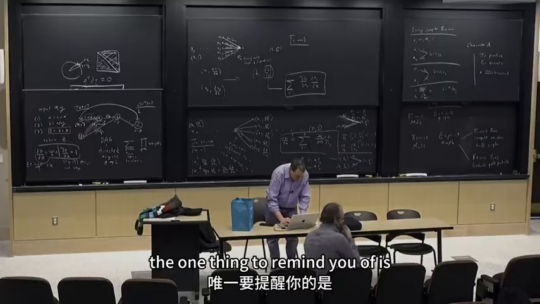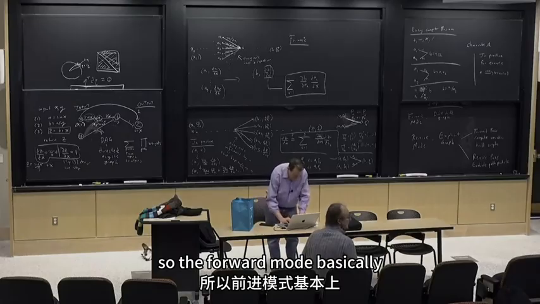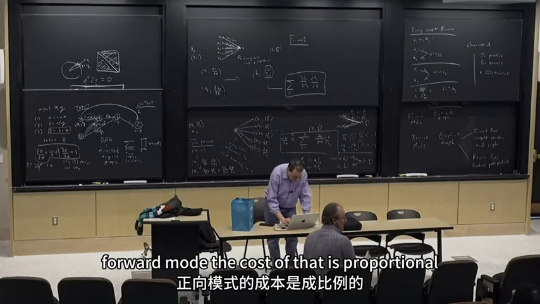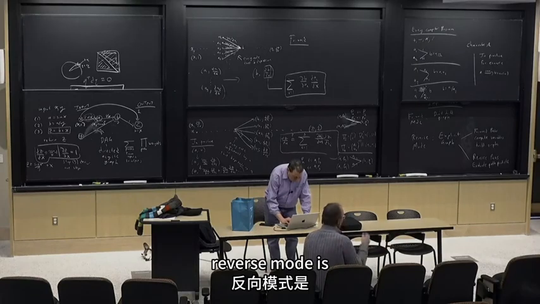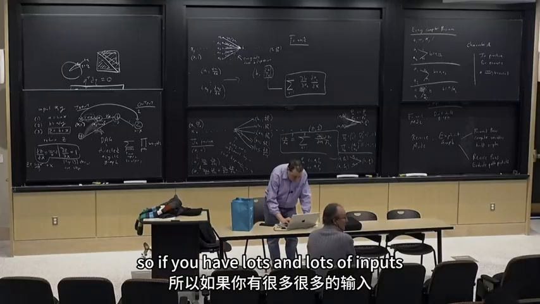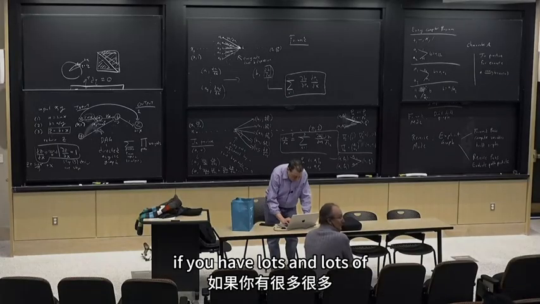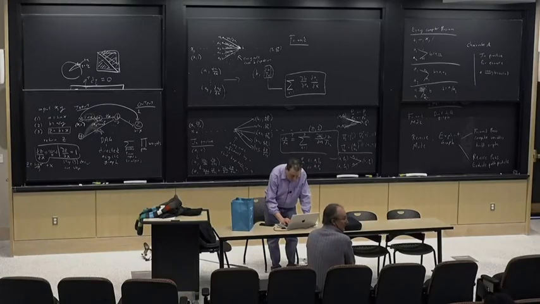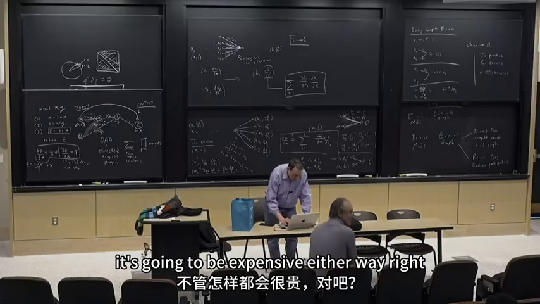So the one thing to remind you of is the reason for this, right? So the forward mode basically, suppose you have some function, so there's some cost of that function. Forward mode, the cost of that is proportional to the cost of the function times the number of inputs. Reverse mode is proportional to the cost of the function times the number of outputs. So if you have lots and lots of inputs and few outputs, you want to use reverse mode. If you have lots and lots of outputs and a few inputs, you want to use forward mode, right? If you have lots of both, then it sucks to be you, right? It's going to be expensive either way, right?